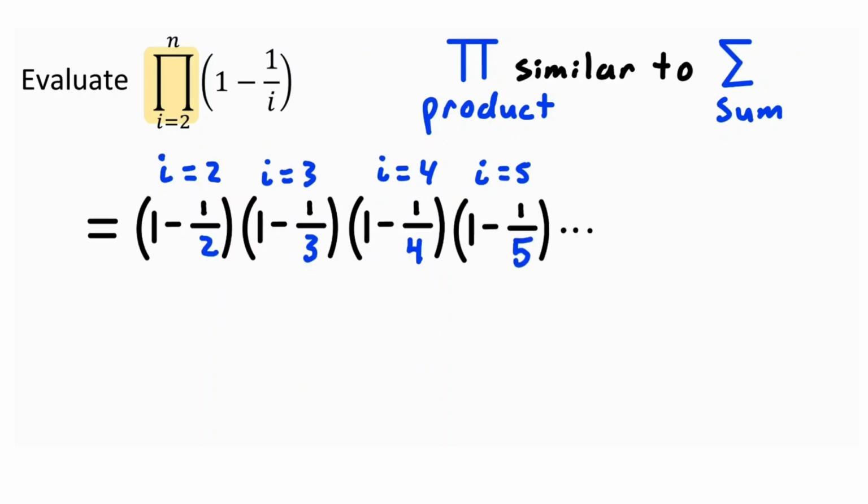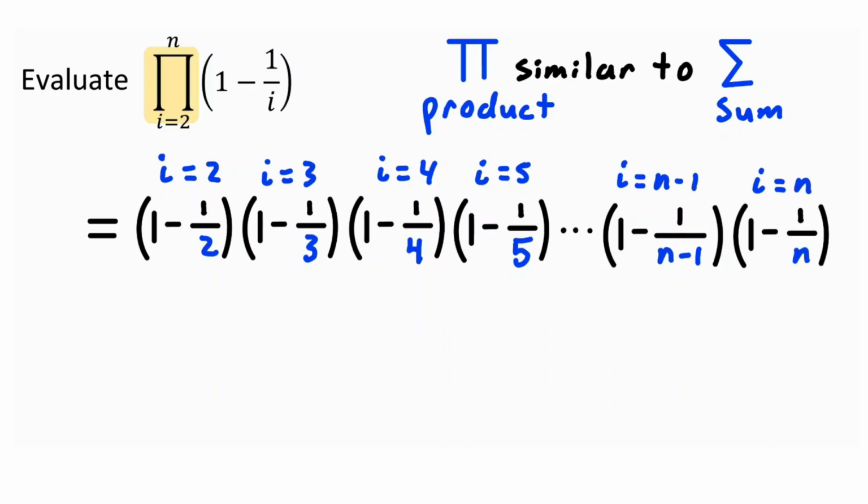Let's go to the term before the n, which is i equals n minus 1. That will be 1 minus 1 over n minus 1. And finally, i equals n, which is 1 minus 1 over n. And then we're going to take the product of each of these. So let's simplify all of these first.